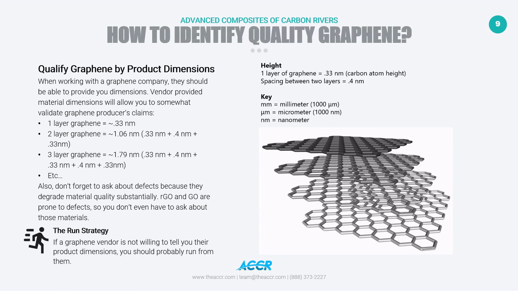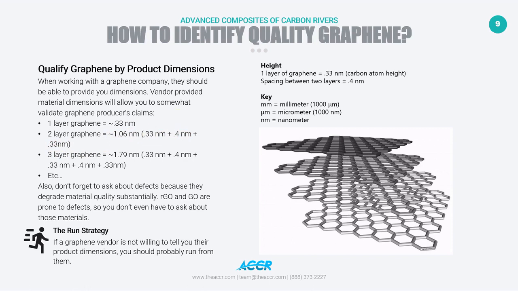If you have two-layer material, also known as bilayer graphene, that material height should be approximately 1.06 nanometers. That's because, as we've mentioned, a single sheet is about 1/3 of a nanometer. The spacing in between is 0.4 nanometers, approximately, and another sheet is 0.3, giving us a total of approximately 1.06.